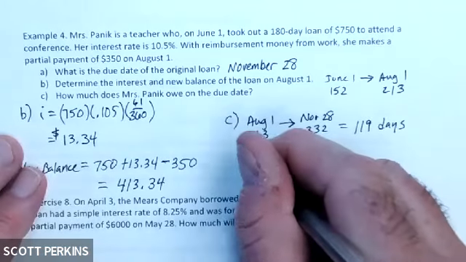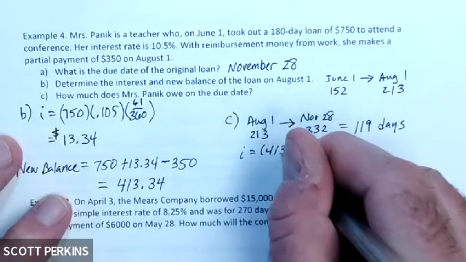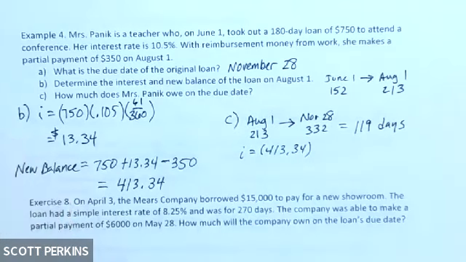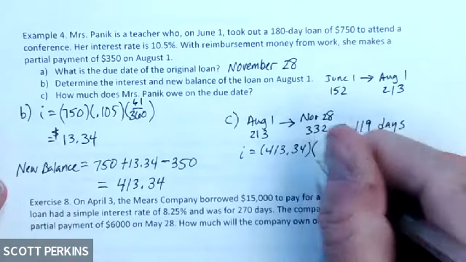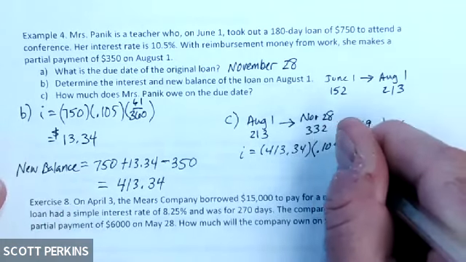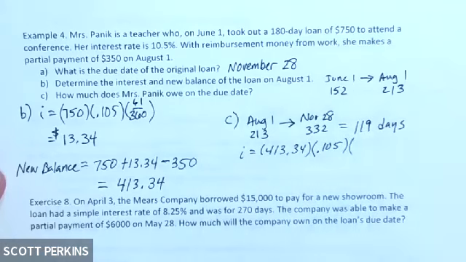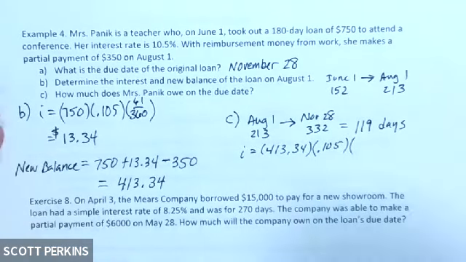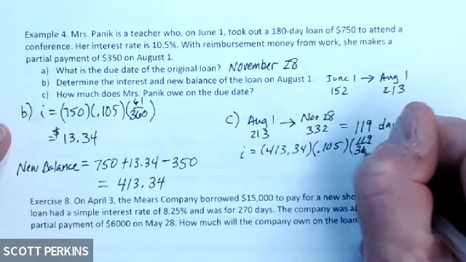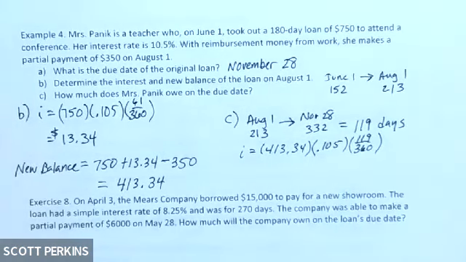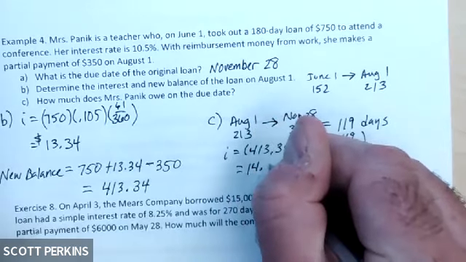So the interest is this: the principal is now $413.34. Don't forget those 34 cents. The bank's sure not going to forget them. The interest rate is still 10.5%. That has not changed, so 0.105. And now to get to the due date, she's had the money for 119 days, so that's 119 out of 360. So we're almost done with the problem. 413.34 times 0.105 times 119 divided by 360 turns out to be another $14.35.